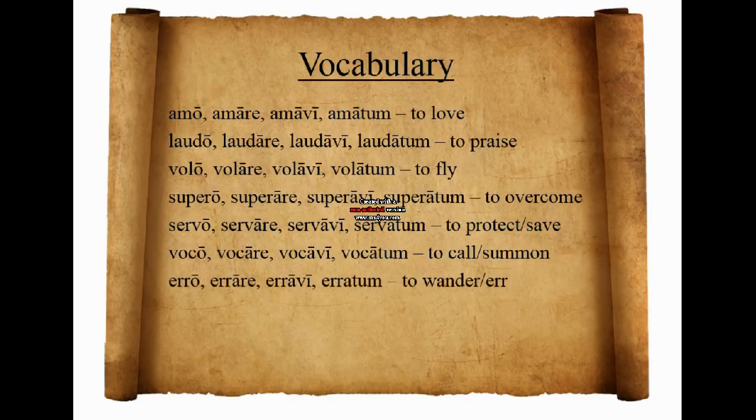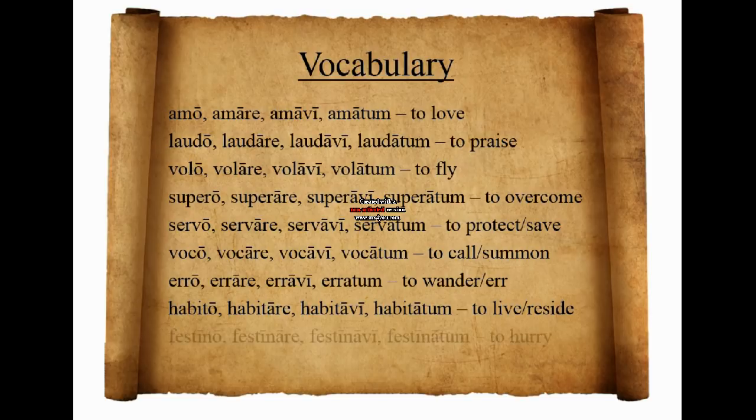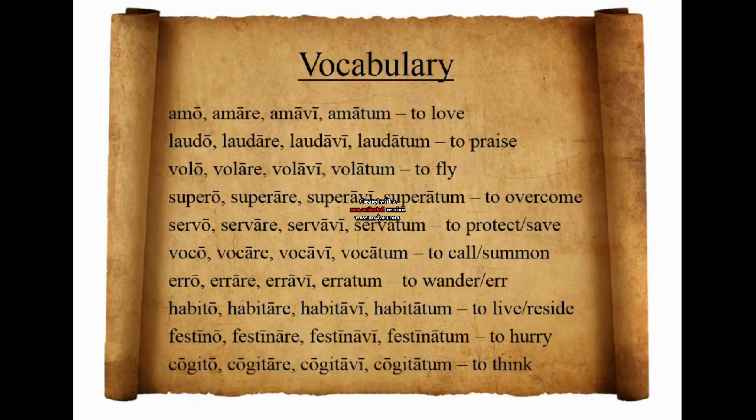Erro, errare, erravi, erratum, is to wander or to make a mistake, to err. This came up in our last episode with the phrase errare humanum est, to err is human. Habito, habitare, habitavi, habitatum, means to live or to reside. That's where we get the English word habitat from. Festino, festinare, festinavi, festinatum, means to hurry. And cogito, cogitare, cogitavi, cogitatum, means to think.